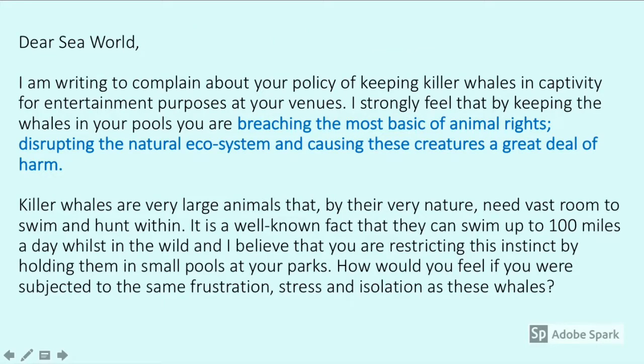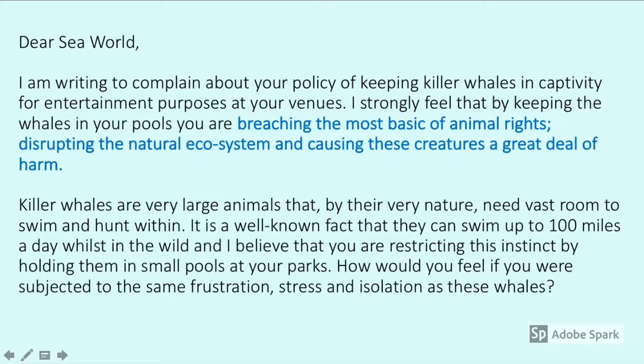This is a persuasive letter written to SeaWorld asking them to stop breeding killer whales in captivity. Dear SeaWorld, I am writing to complain about your policy of keeping killer whales in captivity for entertainment purposes at your venues. I strongly feel that by keeping the whales in your pools, you are breaching the most basic of animal rights, disrupting the natural ecosystem, and causing these creatures a great deal of harm.